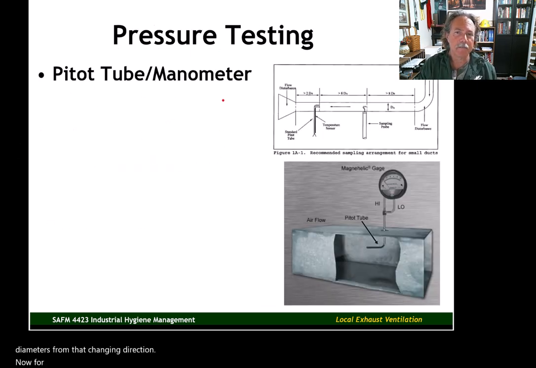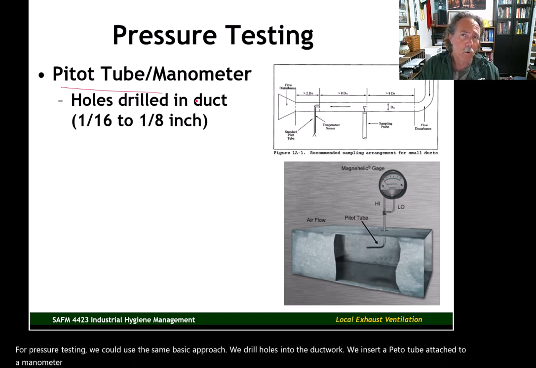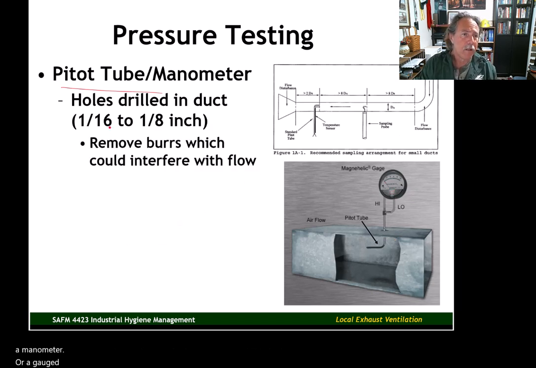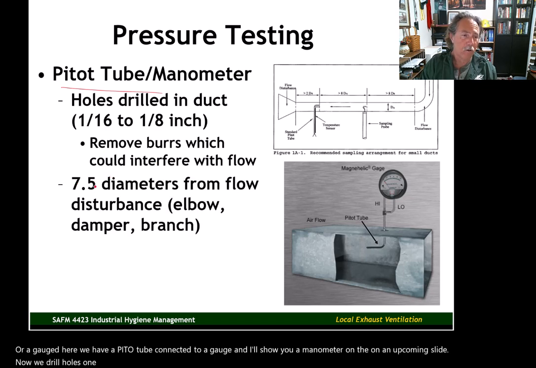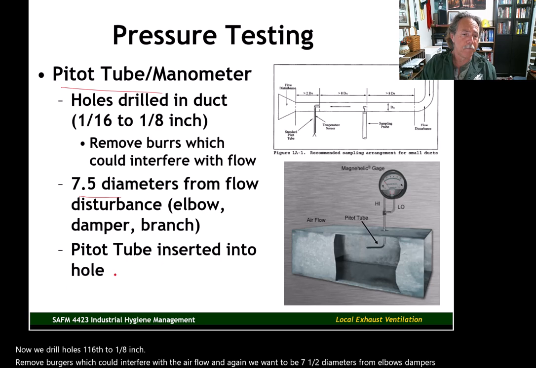Now, for pressure testing, we could use the same basic approach. We drill holes into the ductwork. We insert a pitot tube attached to a manometer or a gauge. Here we have a pitot tube connected to a gauge, and I'll show you a manometer on an upcoming slide. Now, we drill holes 1/16 to 1/8 inch, remove burrs which could interfere with the airflow. And again, we want to be 7.5 diameters from elbows, dampers, branches, and so on.